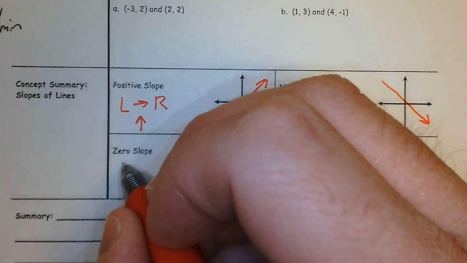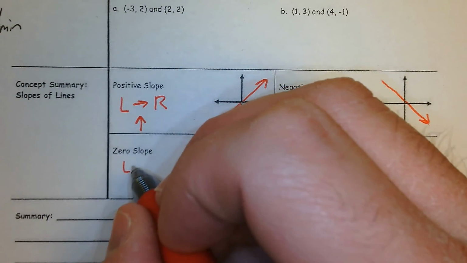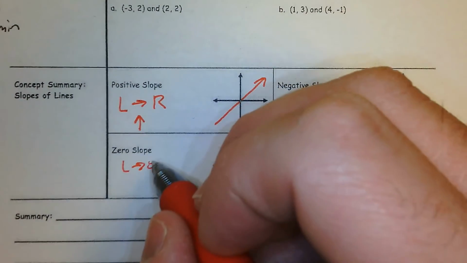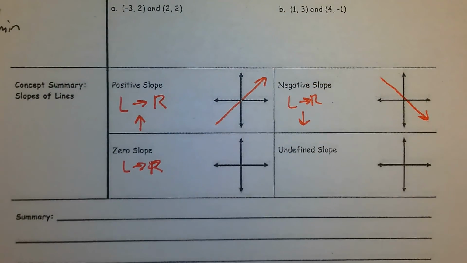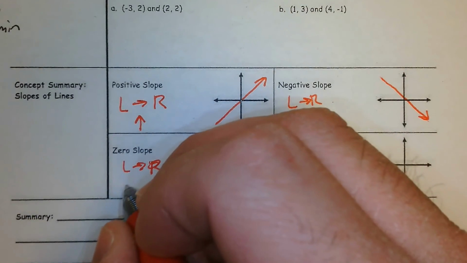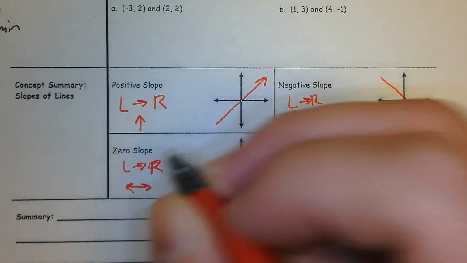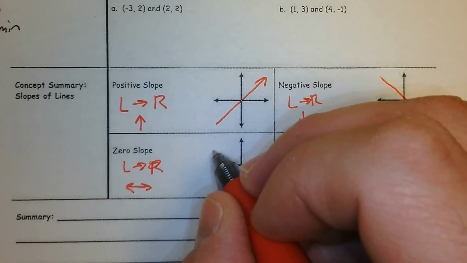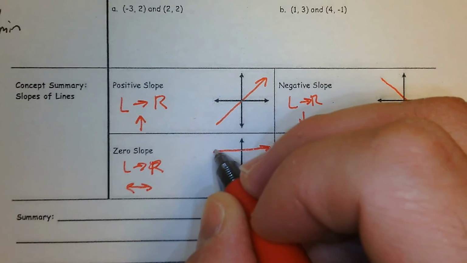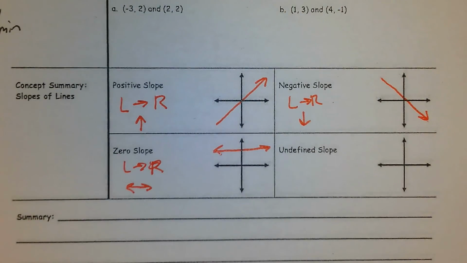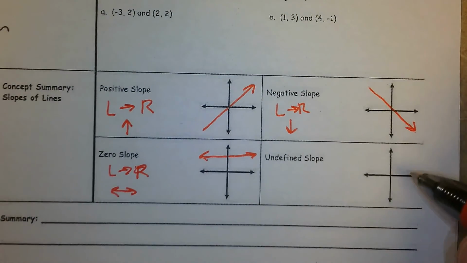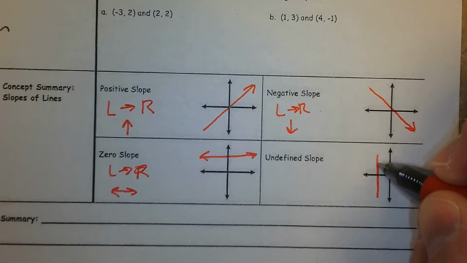A zero slope means that from left to right, it does not go up or down. It just stays neutral. A zero slope looks like this. So it's kind of a flat horizontal line. And an undefined slope, we just talked about that. It just goes up and down vertically.